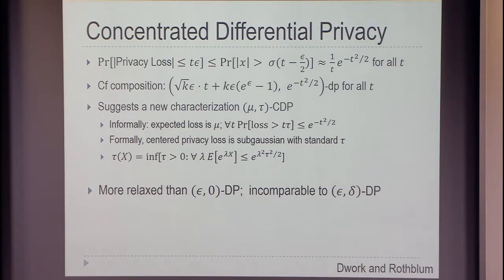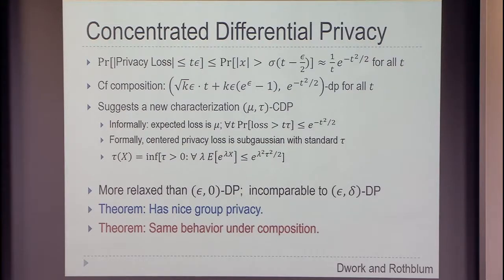So the nice things about this are, first of all, it's more relaxed than epsilon 0 differential privacy. Epsilon 0 says with probability 0 your privacy loss exceeds epsilon, and as we know, the expected loss is still at most epsilon squared. What we have now is that the expected loss is still at most epsilon squared, but we also have these graduated claims that the chance you're way far away from that is very small. So it's a more relaxed notion. It has nice group privacy.